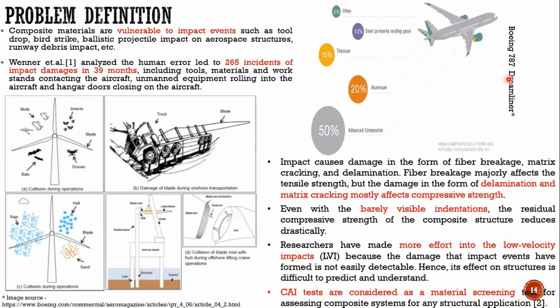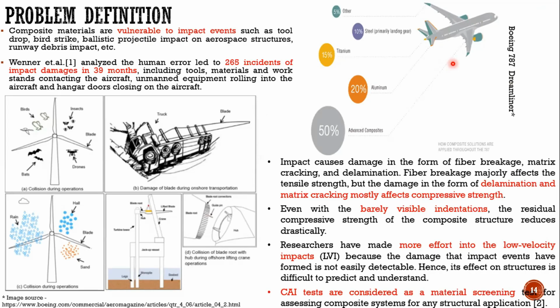So let's define our problem. The problem we are addressing here is, once these composite materials are employed in a real-time application such as windmills and aerospace structures, they are always subjected to some type of impact. For example, this is a Boeing 787 Dreamliner. It is made of more than 50% advanced composites.